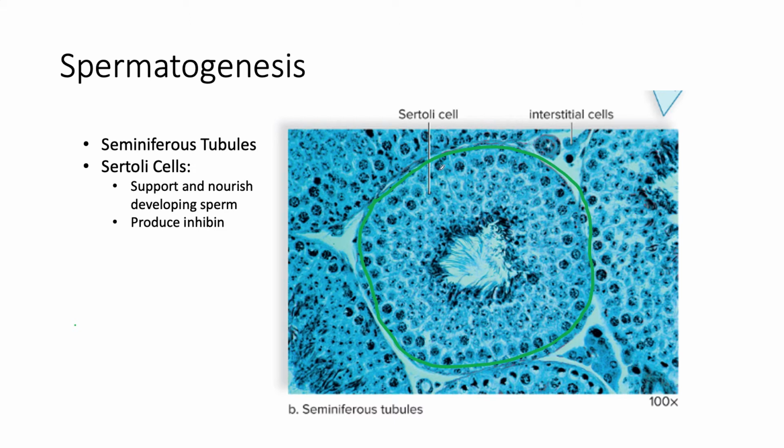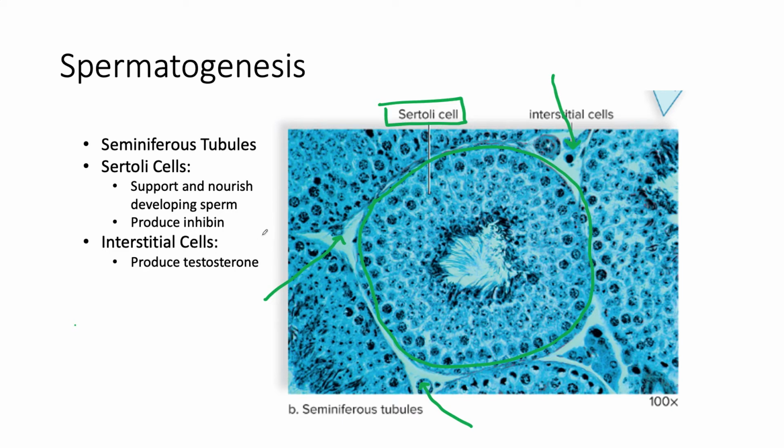And we have two kinds of cells that are going to help us. The first are the Sertoli cells, which you can kind of see right here. Those are cells that are within the seminiferous tubules, and their job is to support and nourish those developing sperm. And they also produce a hormone called inhibin, which is important in regulation of hormones. The second type of cells are the interstitial cells, and they're the ones that are going to produce testosterone. And you can find those sort of between the seminiferous tubules. The testosterone that they produce is going to help stimulate more sperm production.